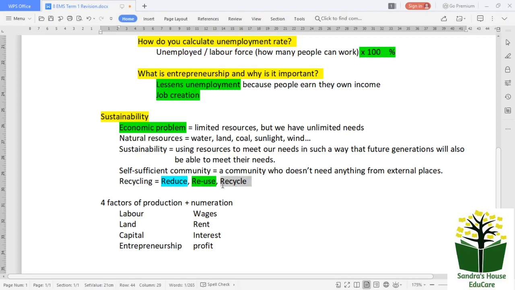And then recycle is if something goes through a process where we change it into something that's usable again. For example, if we take newspaper or any paper that you're throwing away and we make pulp, we clean it out and we make new paper with it. All right, so that was sustainability.